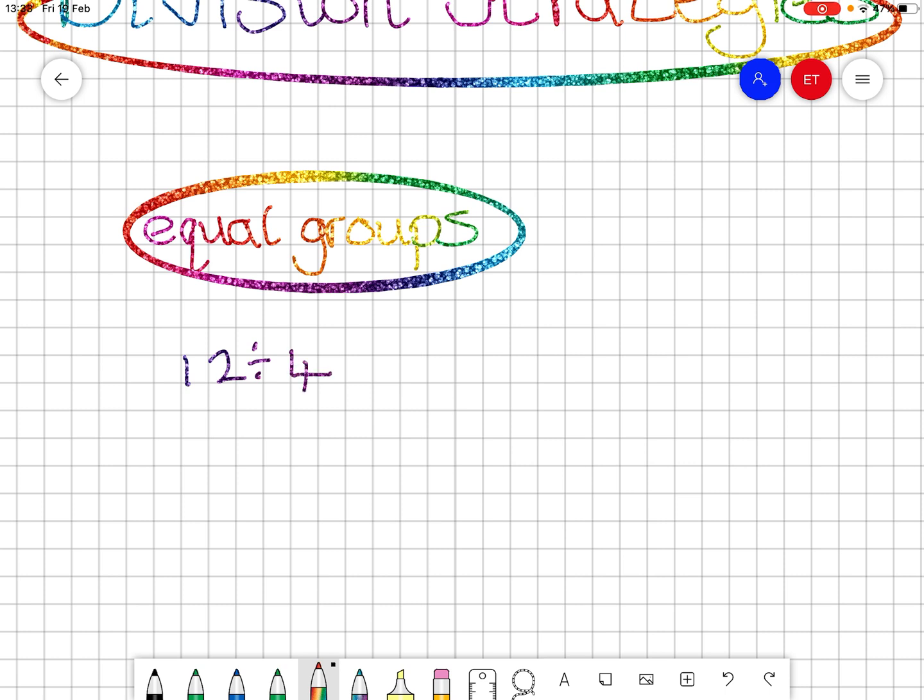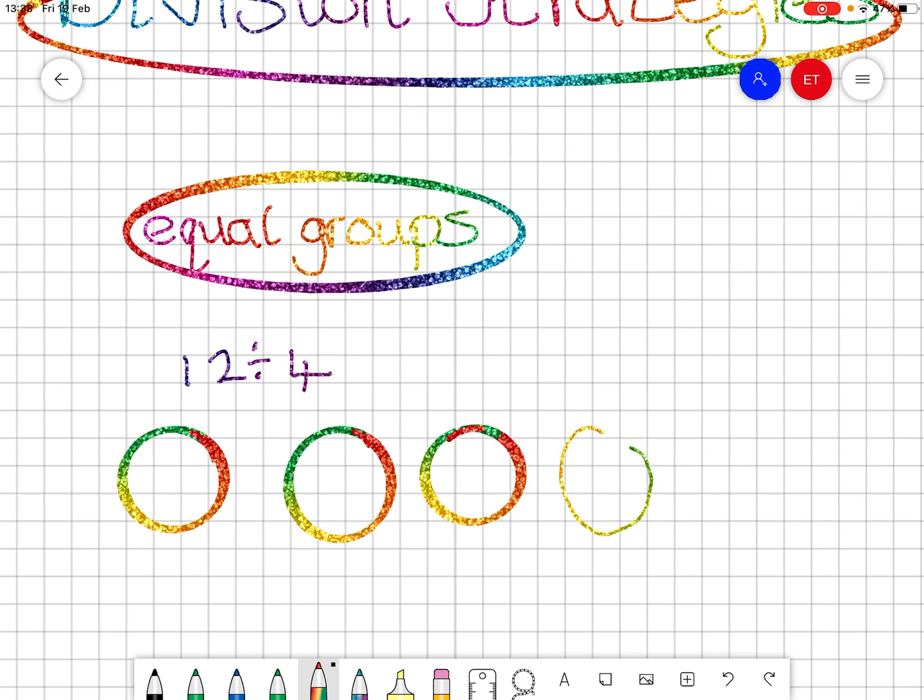What I can do is to divide 12 by 4, I can put it into equal groups. So if I'm dividing by 4, then I'm going to need 4 groups. So all you have to do is put a dot in each one and count up to 12, like so. 1, 2, 3, 4, 5, 6, 7, 8, 9, 10, 11, 12.